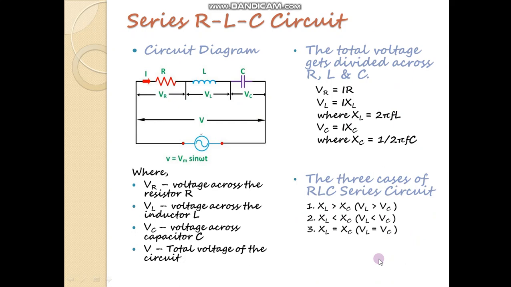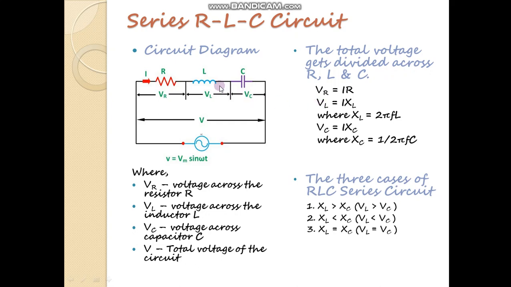Now, the sixth type of AC circuit is the series RLC circuit. It means in this circuit, all three components are connected in series as shown in this diagram, where VR is the voltage across the resistor, VL is the voltage across the inductor, and VC is the voltage across the capacitor. Now, this total voltage V will get divided across R, L and C. So VR is the drop across R, given as I into R.